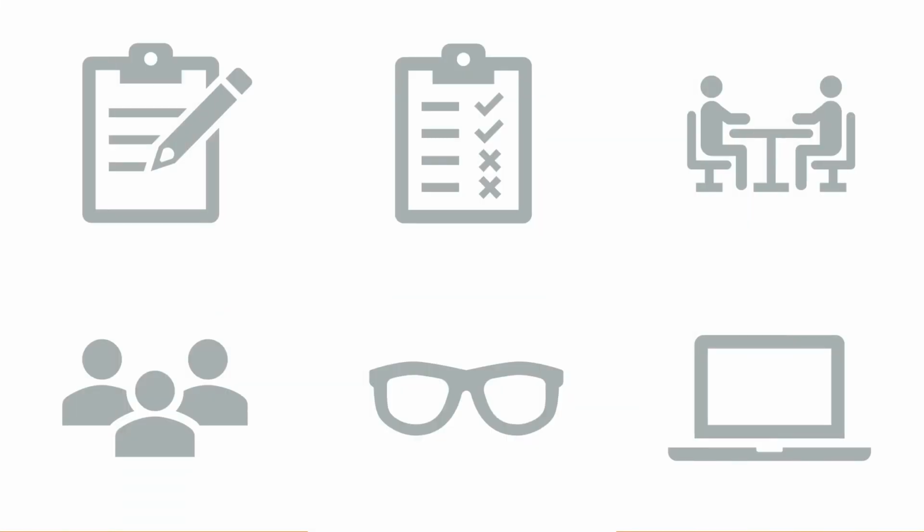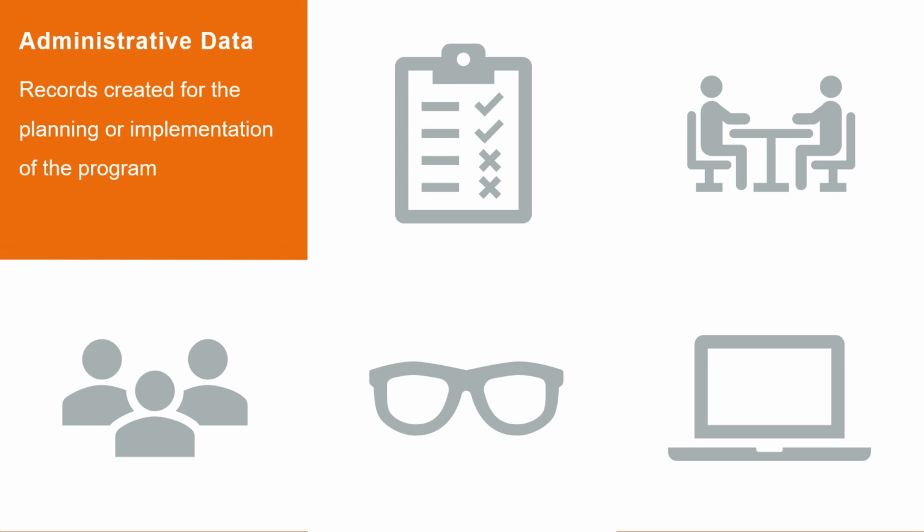So how do we collect these different types of data? There are a wide variety of data collection methods available to you, but we're going to discuss the 6 most common you will likely employ. The first is administrative records, which is when you collect information, generally from either your own records or that of an implementing partner, that has been created for the purpose of program planning or implementation. This is one of the most common methods of data collection.